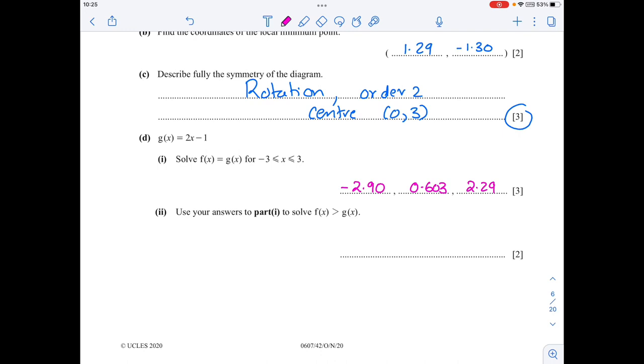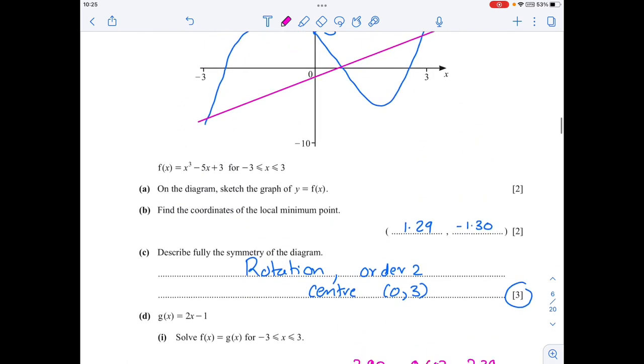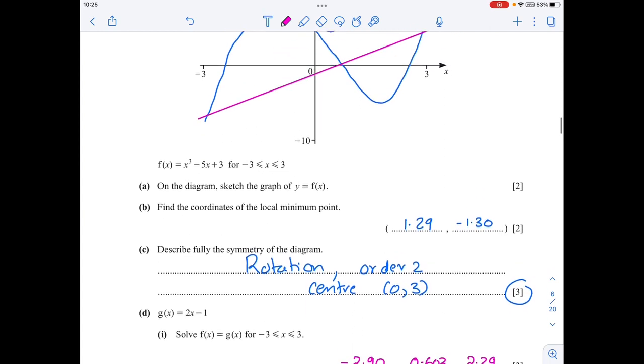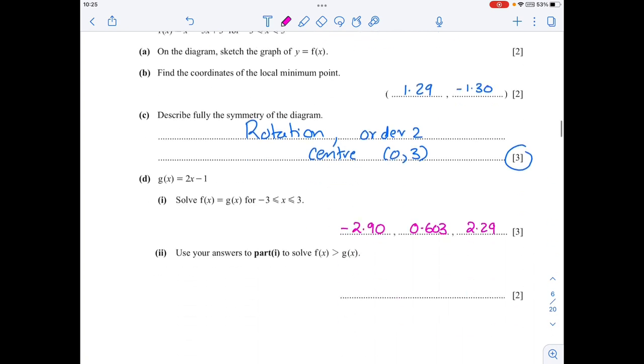Use your answers to part 1 and solve f of x is greater than g of x. So f of x is greater than g of x. So what does that mean? The curve is above the straight line. So between the first point of intersection and the second point of intersection, it is above the straight line. And after the third point of intersection, it is above the straight line.